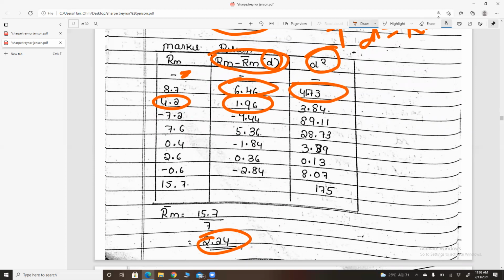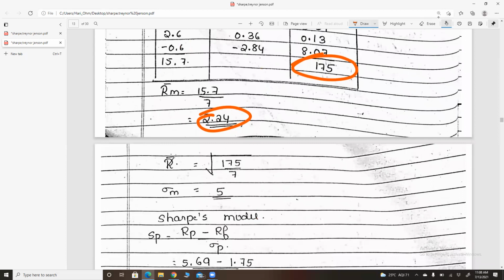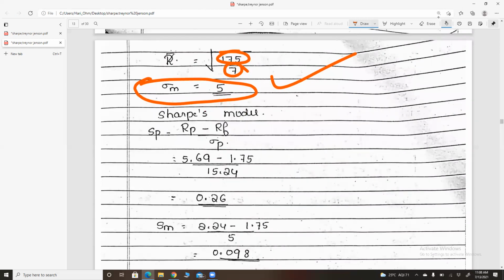Like that you calculate for all. The total is 175. That is nothing but summation D square. Hope you're clear. That is 175 divided by n, that is 7. So standard deviation of m is 5. Hope you're clear.